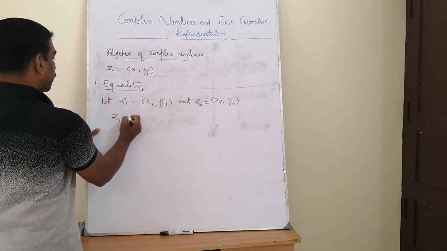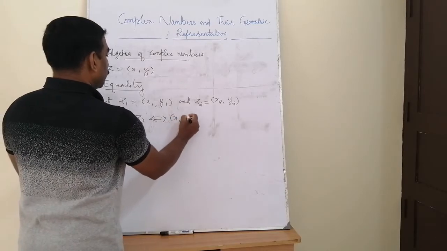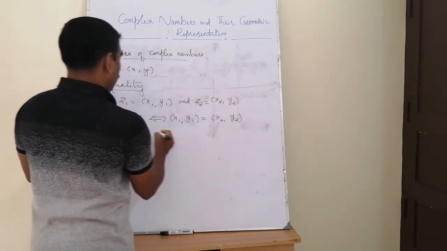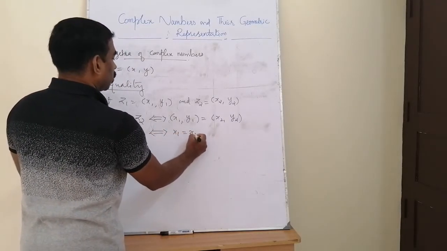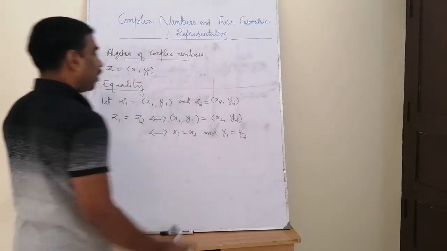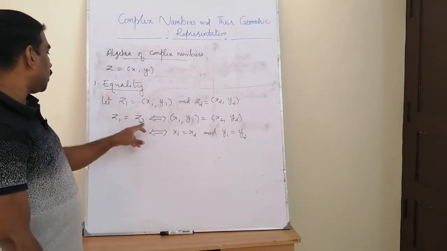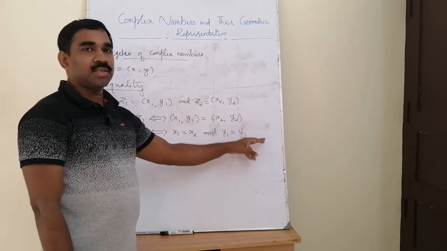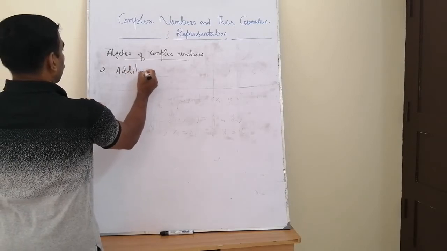Z1 equal to Z2 if and only if the pair (x1, y1) equals the pair (x2, y2), and because they are coordinates, this is if and only if x1 equals x2 and y1 equals y2. So this is called equality of two complex numbers. That means whenever two complex numbers z1 and z2 are equal, their real parts are equal and their imaginary parts are equal. So first we define addition of complex numbers.